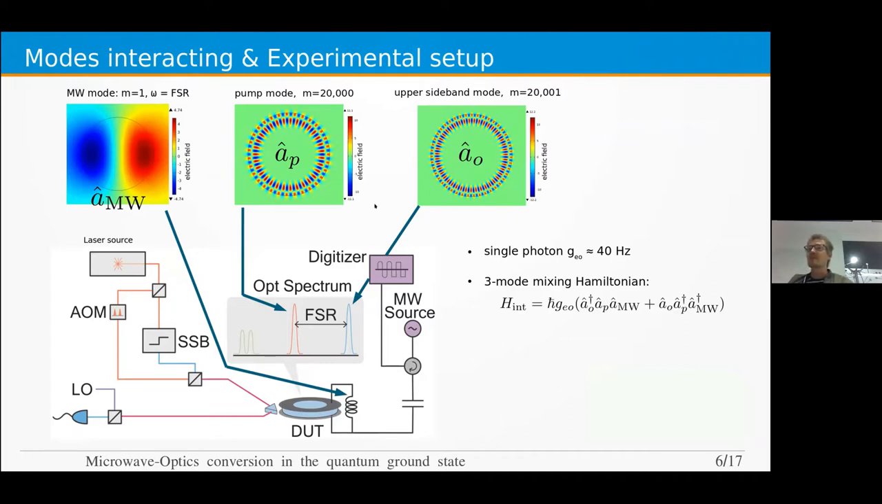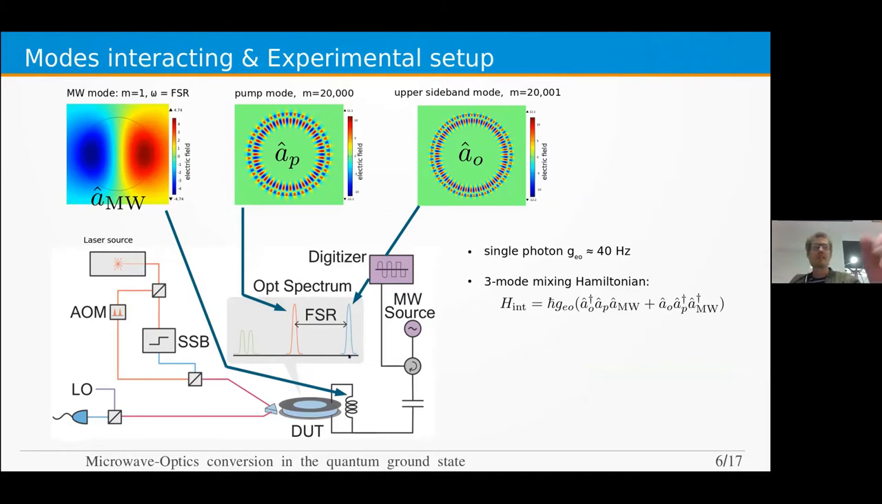Typically what happens is that you have a beating between the pump mode that we excite strongly and the upper sideband mode. The beating pattern has an envelope that corresponds to the microwave mode oscillation. As you can see, the microwave mode oscillates one time around a round trip. The optical modes, which have a frequency 20,000 times higher, have also an M of 20,000. For the picture, I had to take M to a reasonable value, otherwise it's not possible to see it properly.